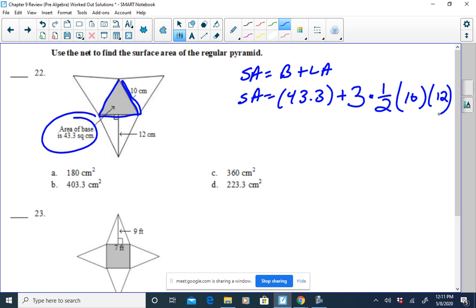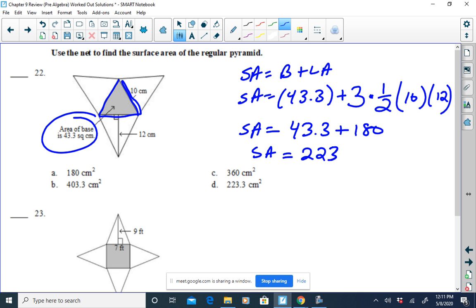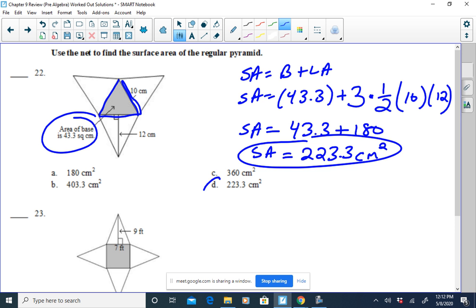All right, you guys see that? And then it's just a matter of punching these into the calculator. Surface area is going to be equal to, what's that, 180? So that's 43.3 plus 180. So the surface area is, what's that, 223? Yeah, 223.3. And we got square centimeters, right? So that's going to be D.